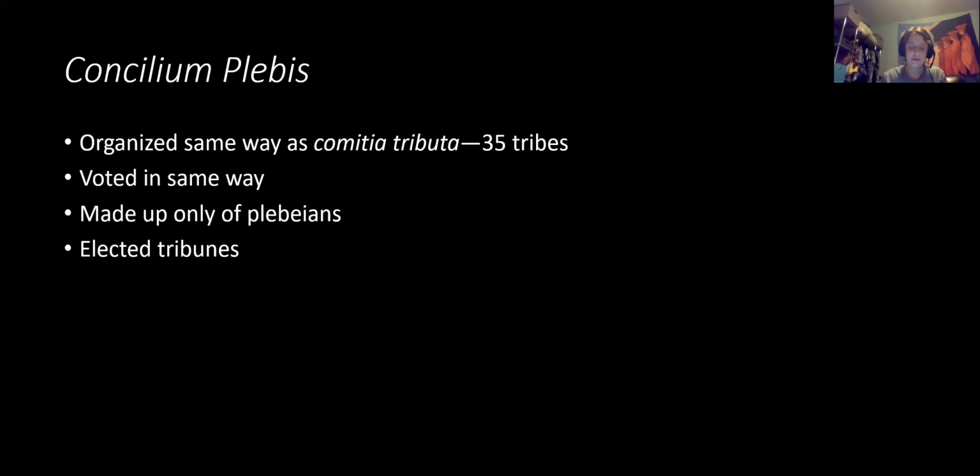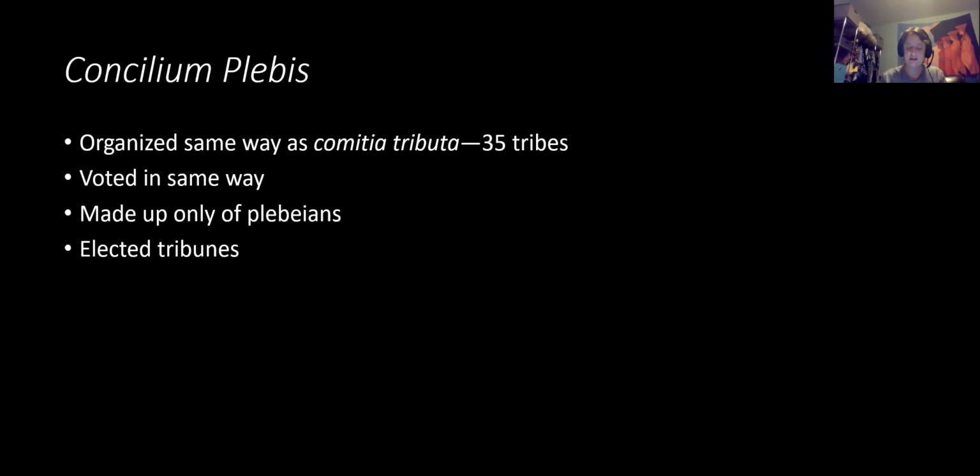The final voting assembly was the Concilium Plebis, or the Council of the Plebs. While both patricians and plebeians took part in the Comitia Centuriata and the Comitia Tributa, this assembly was only open to the plebeians, in an effort to give them more of a voice in the government. It uses the same 35 tribes as the Comitia Tributa and voted in the same way as all other assemblies.